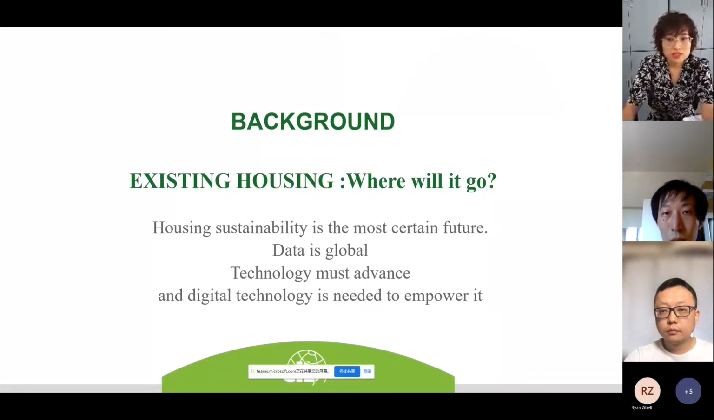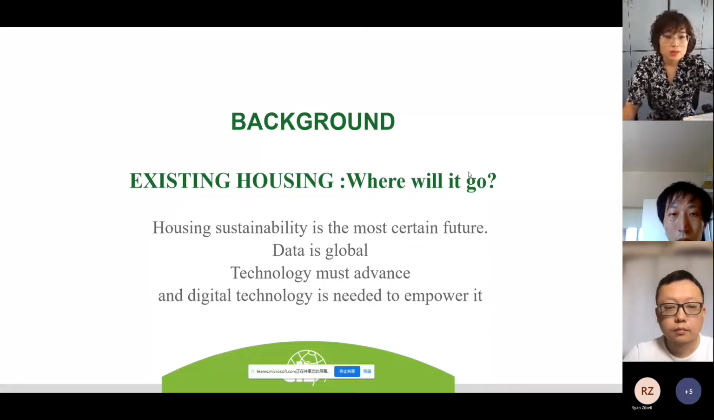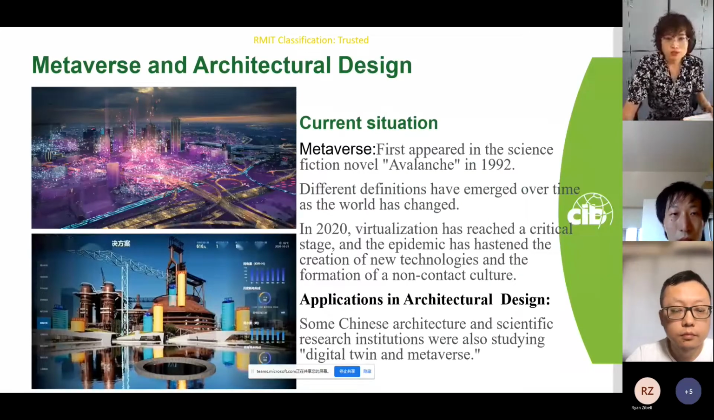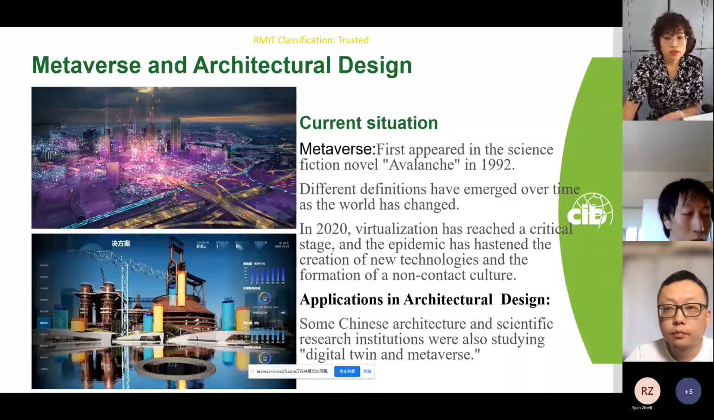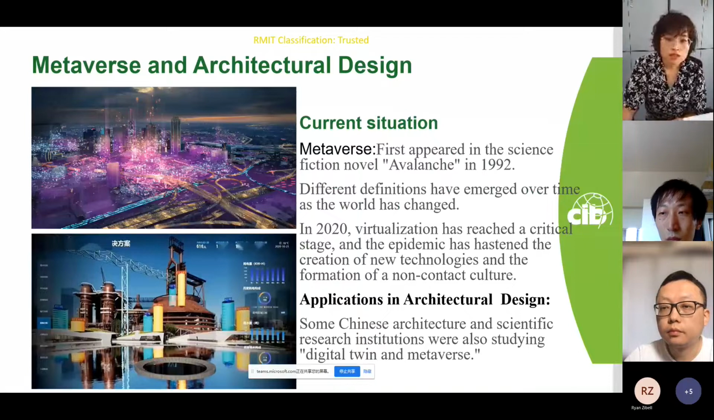As we all know, the sustainable development of housing is a certain goal, and the digital age has arrived. So where will the existing building, one huge monster, go? Look at this page, the metaverse. We know it first appeared in the science fiction novel Snow Crash in 1992, and there have been different definitions at different times.